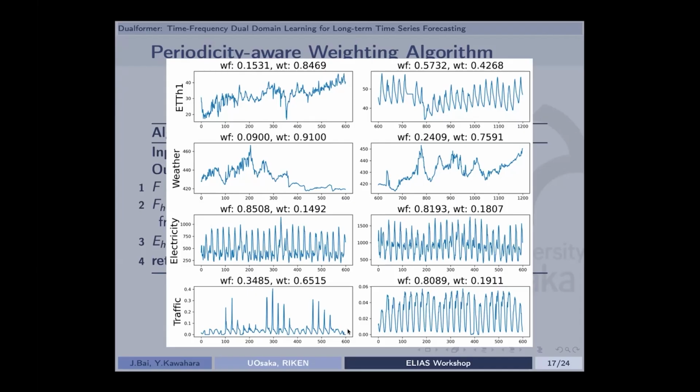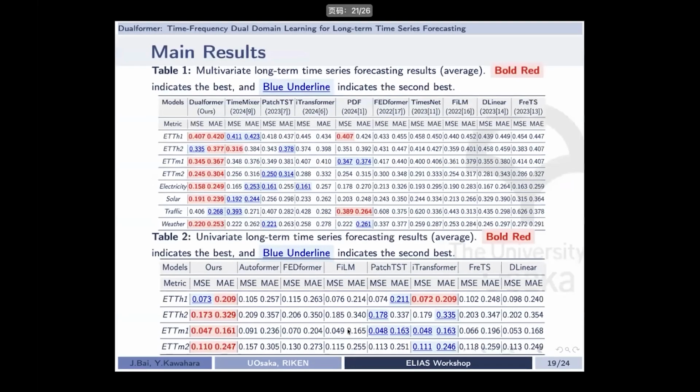There's no ground truth for how periodic this time series is, but we human beings can just tell that this one is much more periodic than this one, so the value is larger, something like that. So that's how we explain this visualization. And also in the last part, I'm going to show some main results of our experiments.